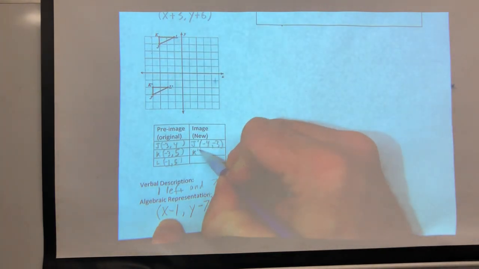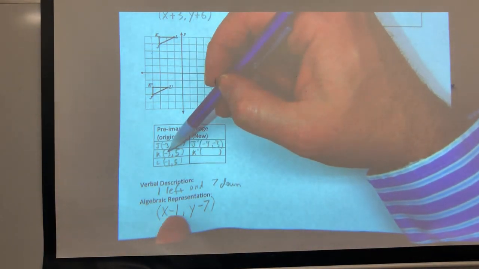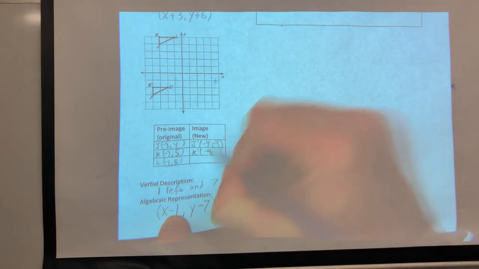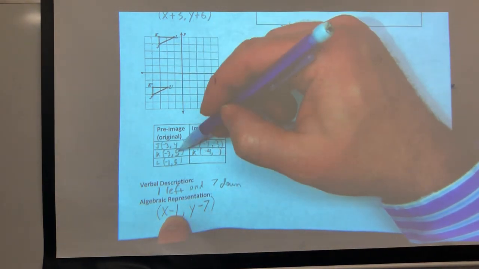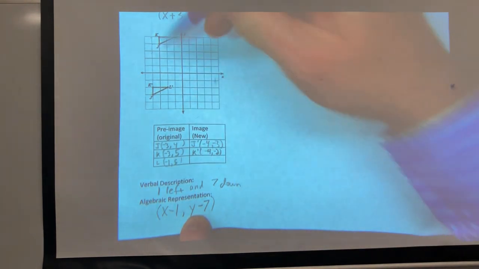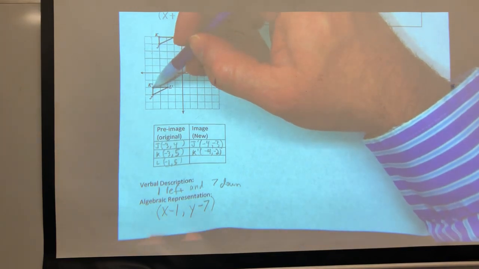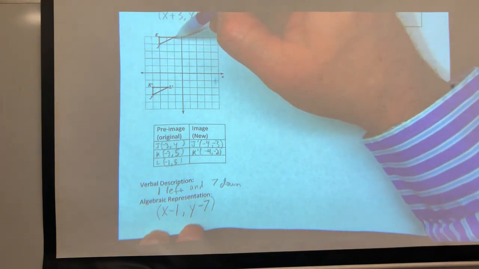So K prime will be located at negative 3 minus 1, which is negative 4. And notice I'm not even going to the graph, I'm just using the numbers. And 5 minus 7 is negative 2. Now let's check that. K prime should be at negative 4, negative 2. There's K prime. So it worked. Let's do the same with L prime.